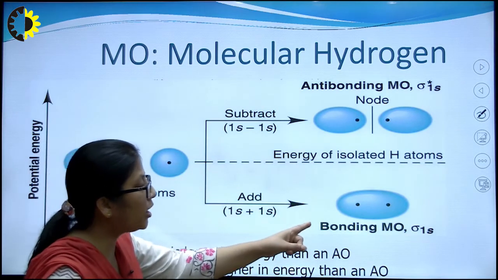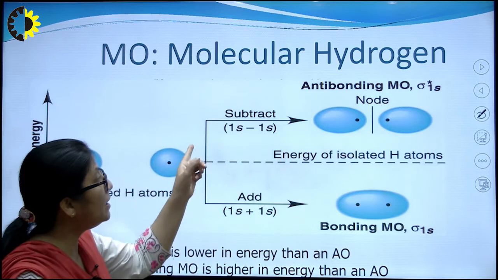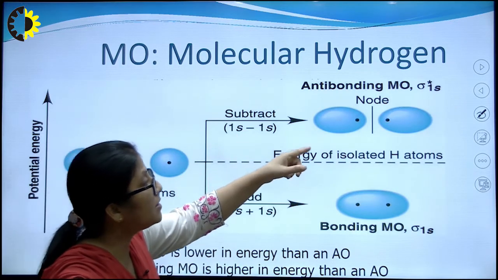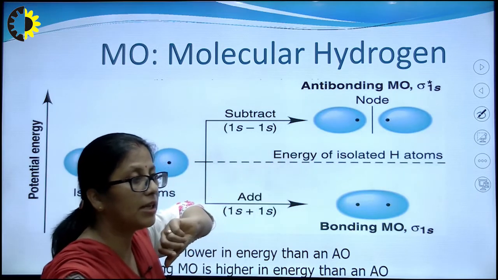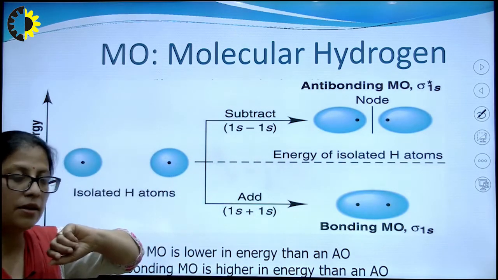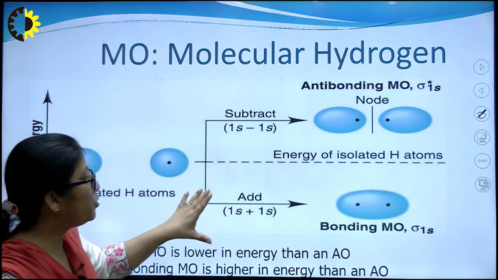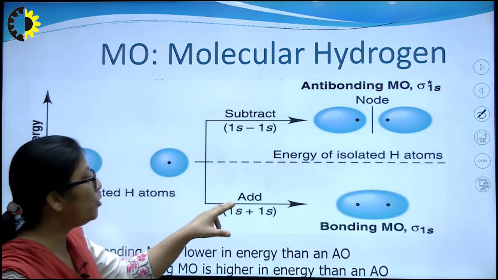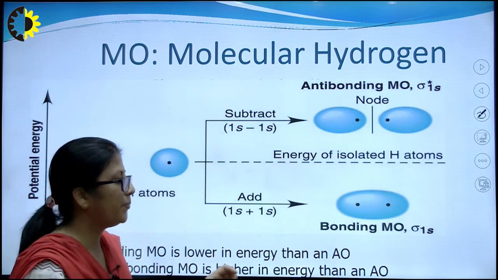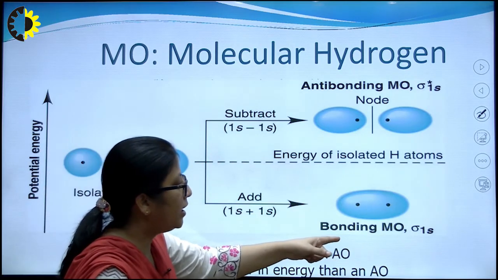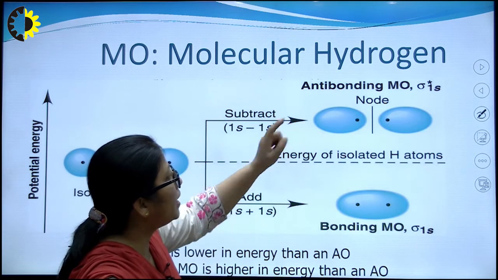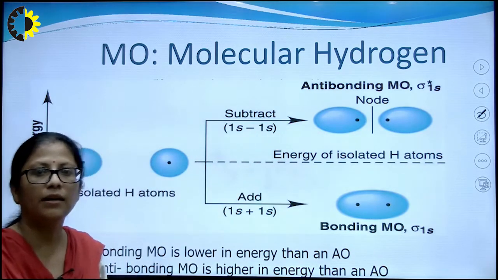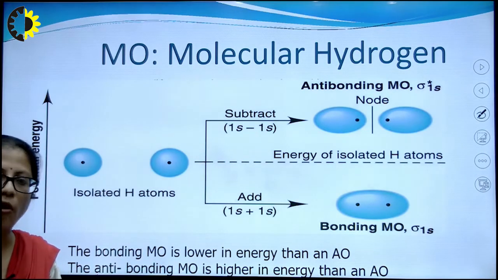So, the first molecular orbital will be bonding, and the next, which is formed by the subtractive combination, is the anti-bonding molecular orbital, that is sigma star 1s. So, when two atoms or two atomic orbitals are combining, two molecular orbitals are formed, one lower in energy and another one higher in energy. So, the bonding molecular orbital and the other one the anti-bonding molecular orbital.